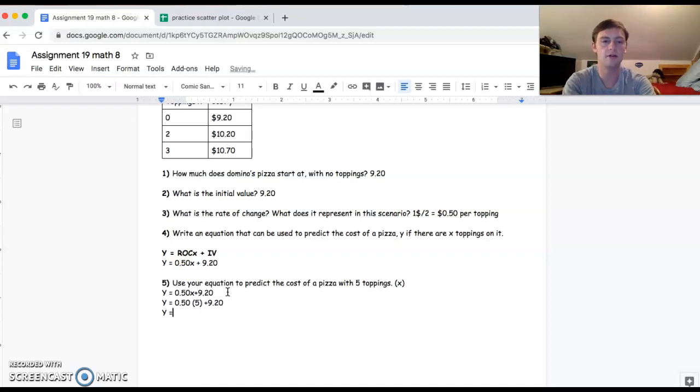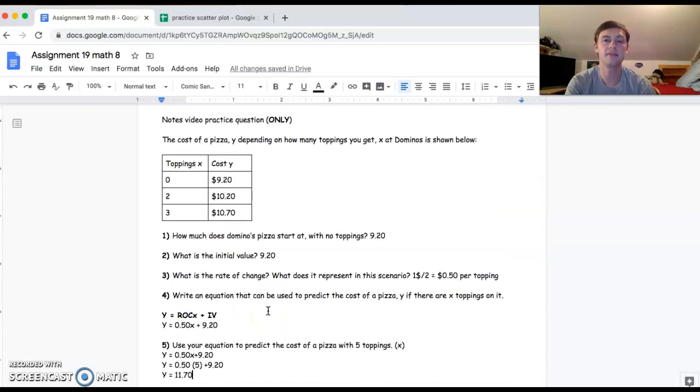And if I type that all into my calculator right here, I'm using an imaginary calculator. Guilty. Oh boy. 11.70. There you go. Alright, I hope that makes sense.